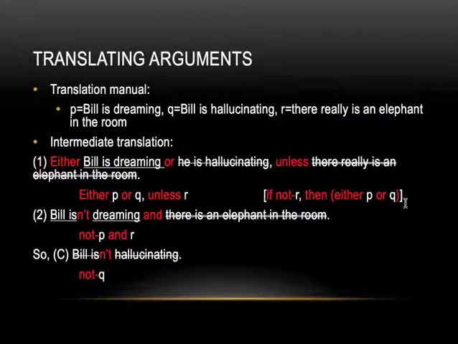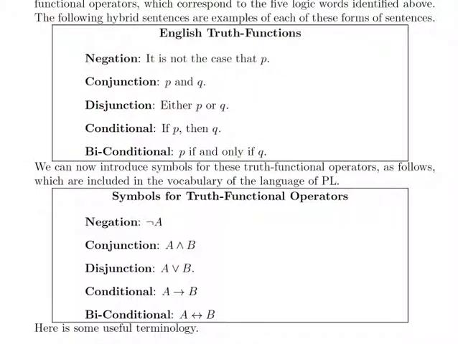The final step is translating the logic words into the truth functional symbols. Returning then to page 15, we can remind ourselves that negations are translated with the negation symbol, conjunctions with wedge, disjunctions with V, material conditionals with arrow, and material biconditionals with the double arrow.